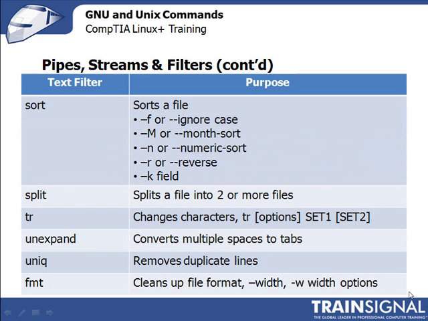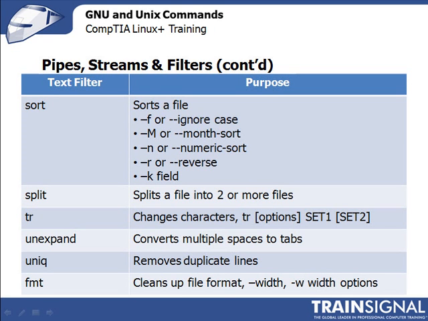Sort, as you may have guessed, sorts a file, and the options for sort are -f or --ignore-case, -M or --month-sort, -n or --numeric-sort, -r or --reverse, -k field. Next is the split command, which takes one file and splits it into two or more files.